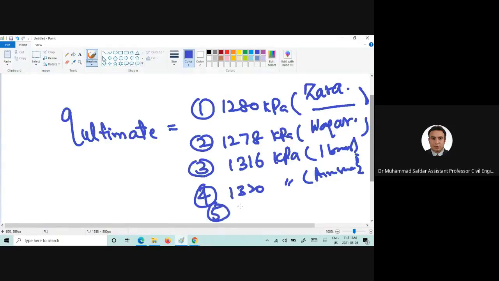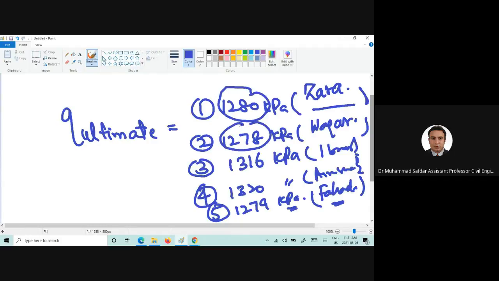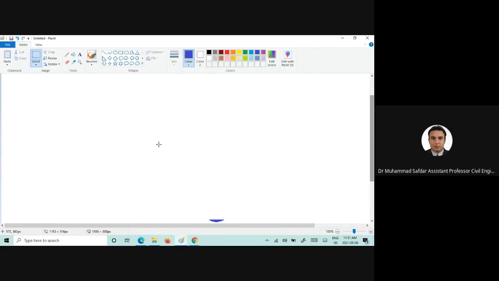What was the other? Usman. What was your value? 1279. 1279 kPa. Name please. Fahad. Okay. Actually, I have the closest value, these ones. So I would say use this value of the Q ultimate. Please kindly note down that value here.